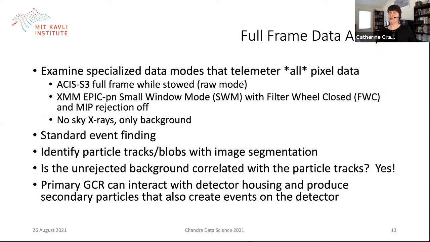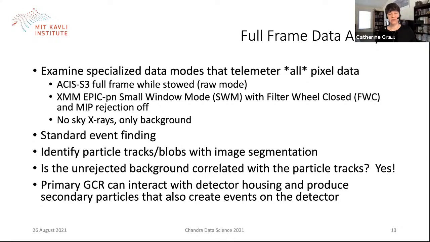So the first step was looking at full frame data from existing X-ray emissions, in particular ACIS and XMM. In both cases, we're looking at specialized data modes that telemeter all the important pixel data. So in ACIS, that's a full frame while stowed, and in XMM, it's small window mode with the filter wheel closed and the mid projection off. So these have no sky X-rays and only background.